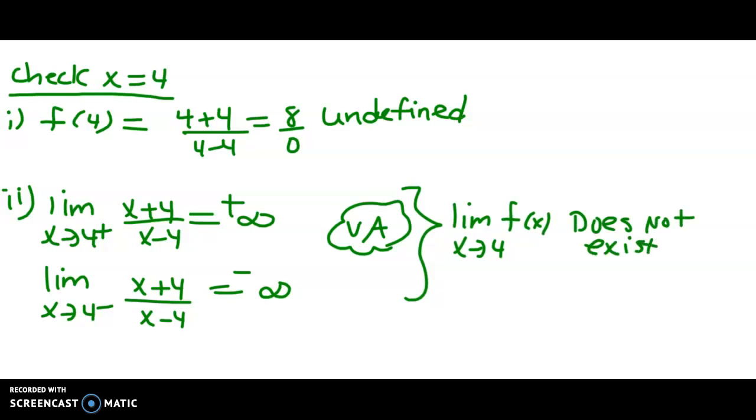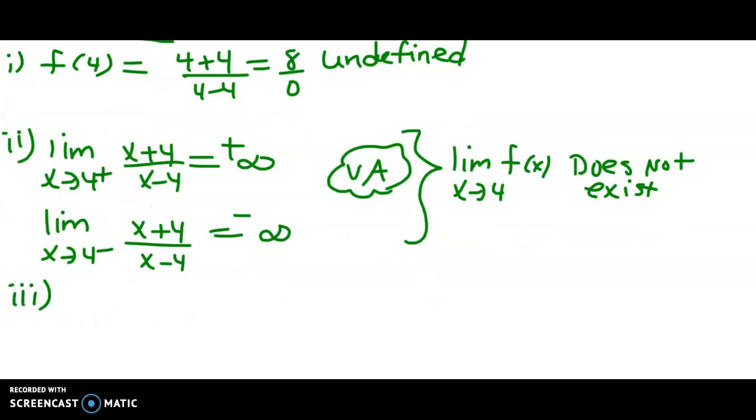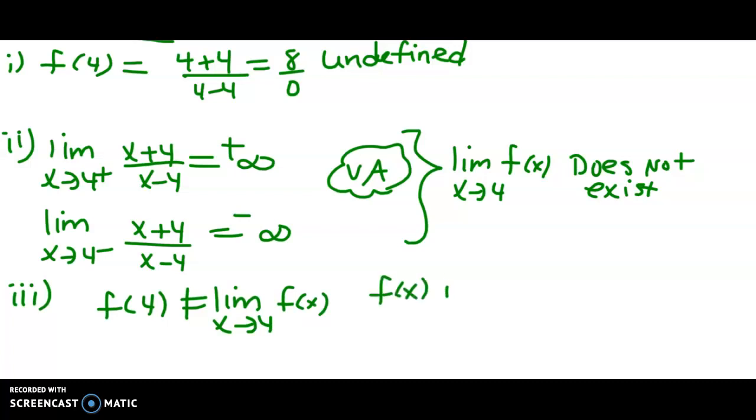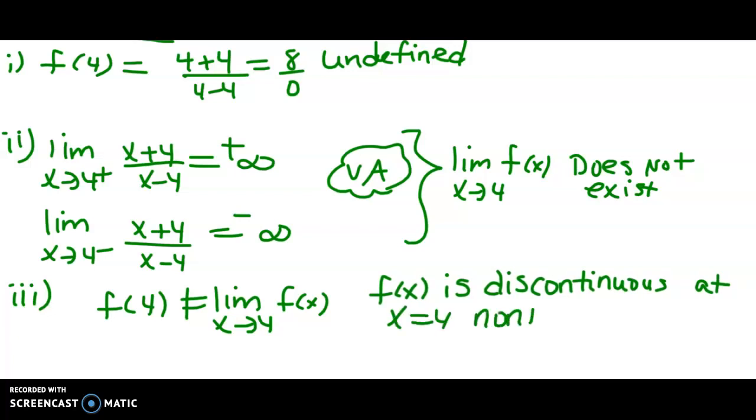And we always should write the third statement just to have everything completed. So f of 4 does not equal the limit as x approaches 4. So we make a final statement and we're going to say f of x is discontinuous, which makes sense. I have an asymptote there at x equals 4, and we call that a non-removable discontinuity because the limit does not exist.